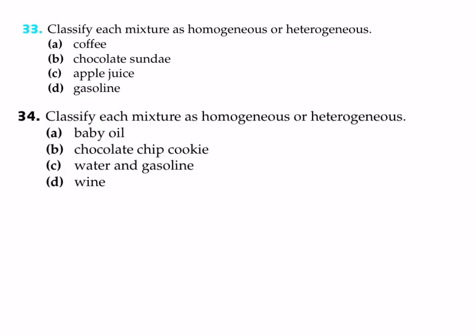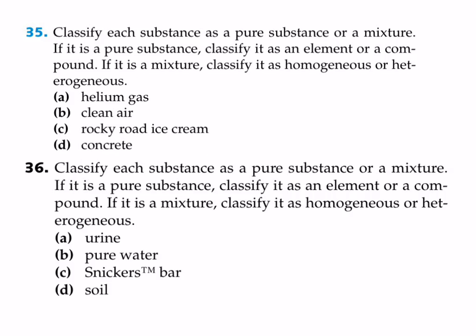And then this is the other one. So 35 and 36. Classify the substance as either being a pure substance or a mixture. And if it's a pure substance, you have to say if it's an element or compound. And if it's a mixture, you need to say if it's a homogeneous or a heterogeneous mixture. I think you'll do okay. Just kind of think through them. Do your best.